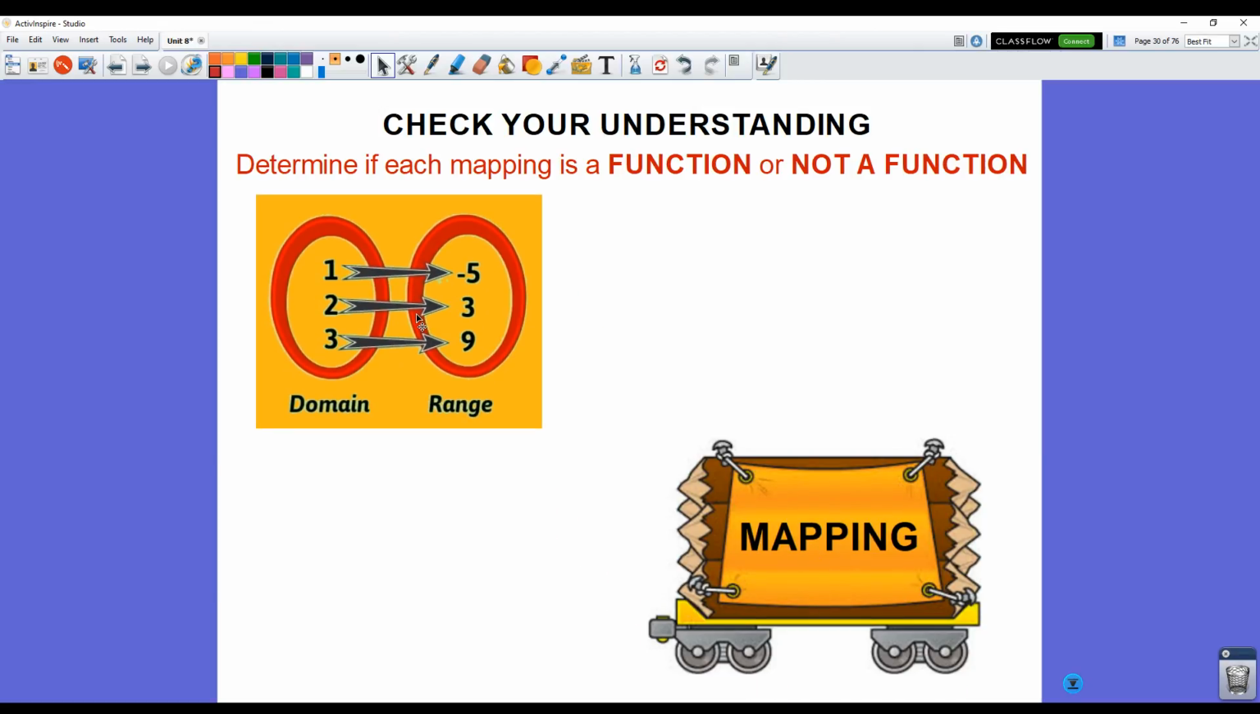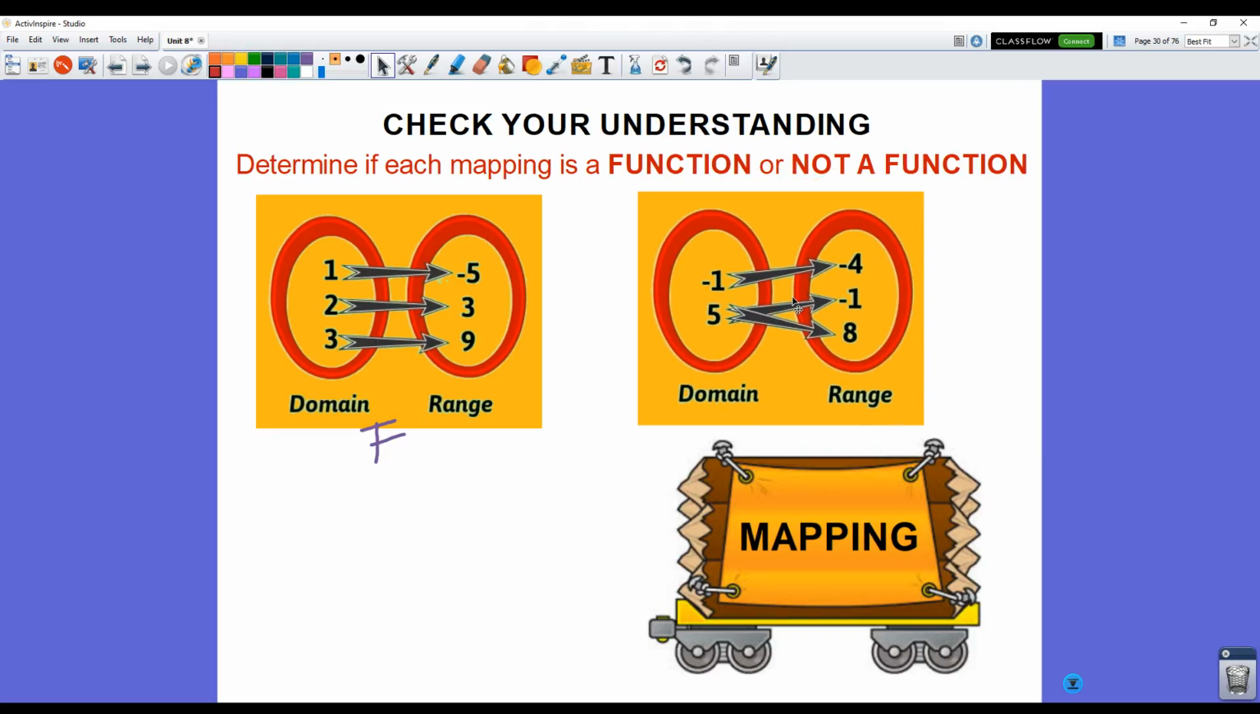Let's look at the first one here, giving you a domain and a range. As you can see, we've got the coordinates (1, -5), (2, 3), and (3, 9). Since these have separate arrows, the arrows are not going from any one of the x values. Remember, the x values are the only ones that can't repeat. So therefore, this is a function.